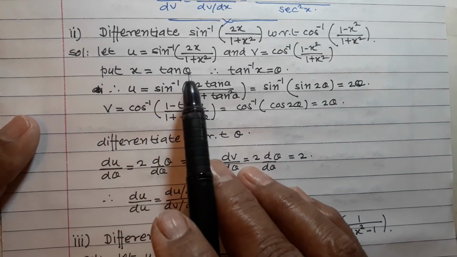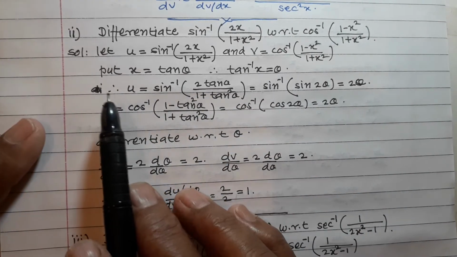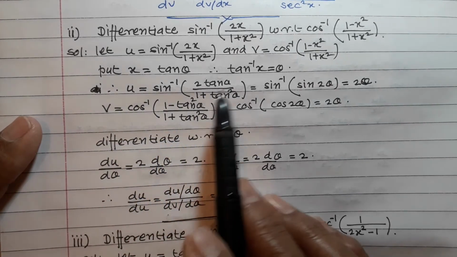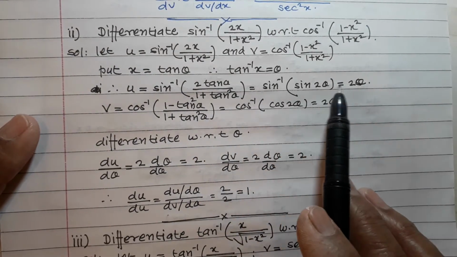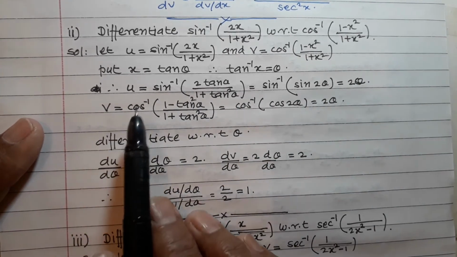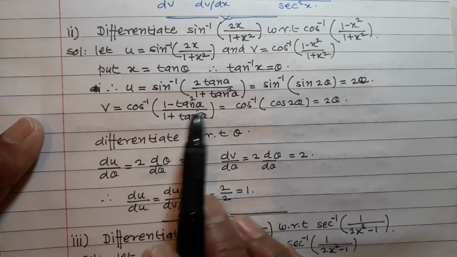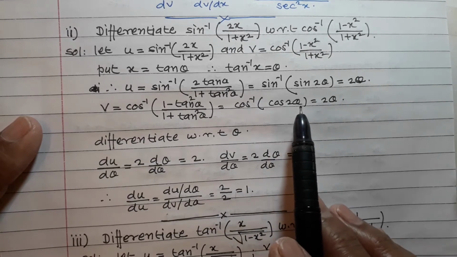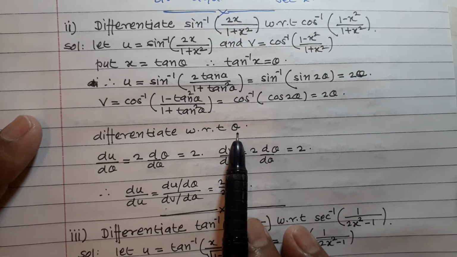Put x is equal to tan theta, so tan inverse x is equal to theta, and therefore u is equal to sin inverse 2 tan theta upon 1 plus tan square theta, which is equal to sin inverse sin 2 theta, and therefore u is equal to 2 theta. v is equal to cos inverse 1 minus tan square theta upon 1 plus tan square theta, which is equal to cos inverse cos 2 theta, and therefore v is equal to 2 theta. Differentiate with respect to theta.